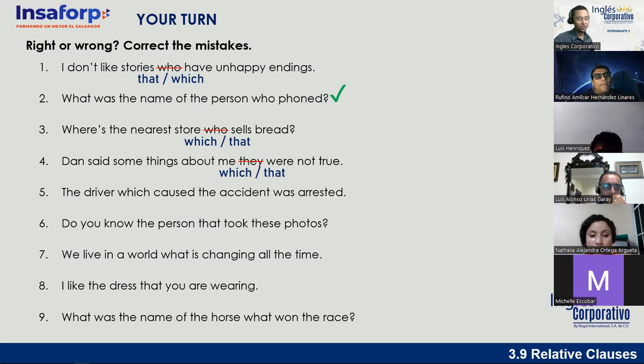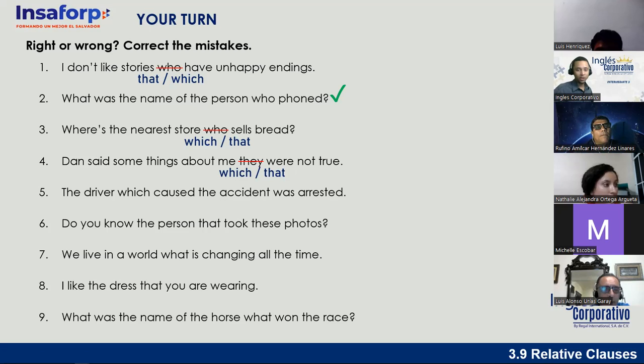Okay, thank you, Michelle. Pero está bien, ¿verdad? Incluso si no llegamos a, digamos, la respuesta correcta desde un inicio, entre todos vamos llegando, vamos construyendo hasta que la encontramos y así vamos aprendiendo también. Okay, Luis Enriquez wants to participate. Do you want to do number five?